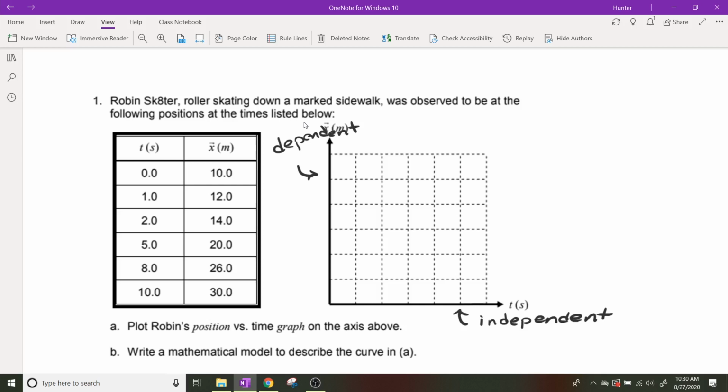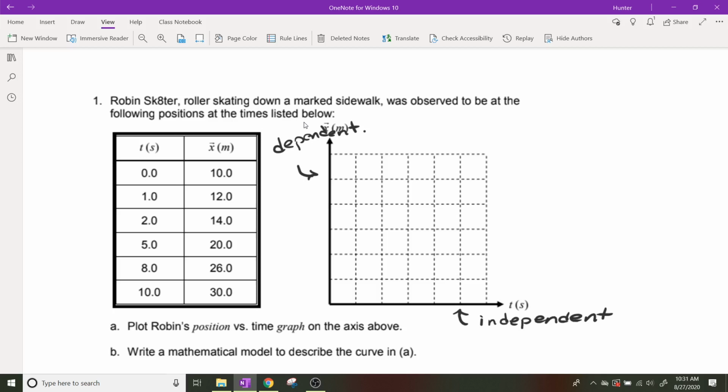For example, as time goes on, you can move from one position to another. But it doesn't work backwards. If I go back to that position, it doesn't mean that time went backwards. Okay? So position depends on time. Time does not depend on position. So we always want to put time as the independent axis. We do not want to put it as the dependent axis, because what that implies to us, and this is just a standard that everybody uses.